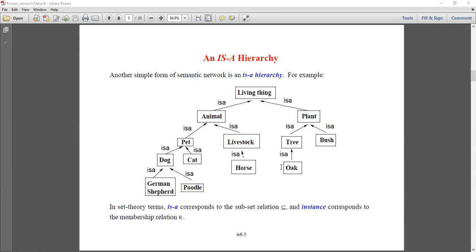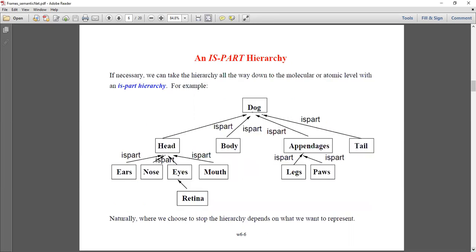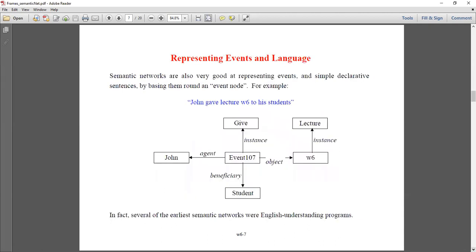Here a hierarchy is drawn: German Shepherd is a dog, Poodle is a dog, cat is a pet, pet is an animal, animal is a living thing, and so on. So this is also one kind of semantic net. Moving ahead, here is another example where we specify the different parts of the dog, using the is-part property: mouth is a part of head, head is a part of dog. This is also a semantic net showing the hierarchy.